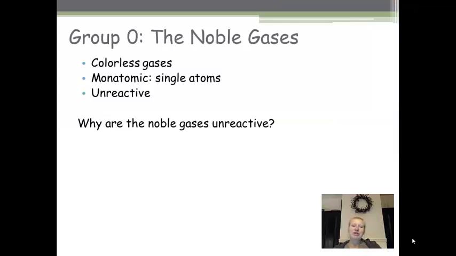So let's start with group 0, which is the noble gases. The noble gases are all colorless gases. They're monatomic because they don't like to bond to anything, and they're unreactive. And why are they so unreactive? Remember, the noble gases already have that full octet configuration, so they're very stable.